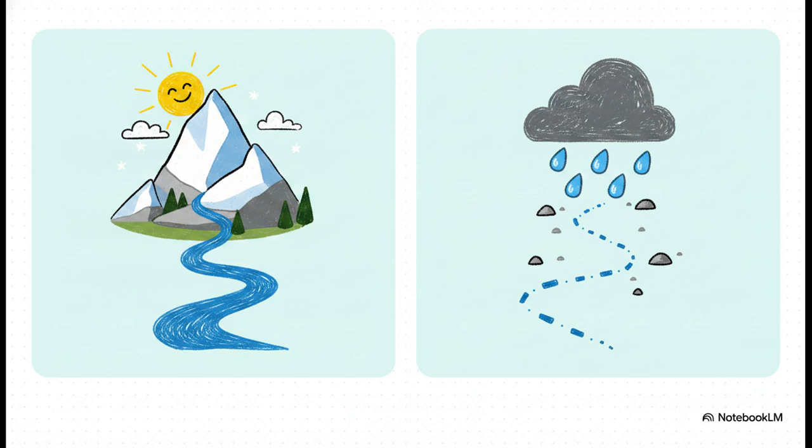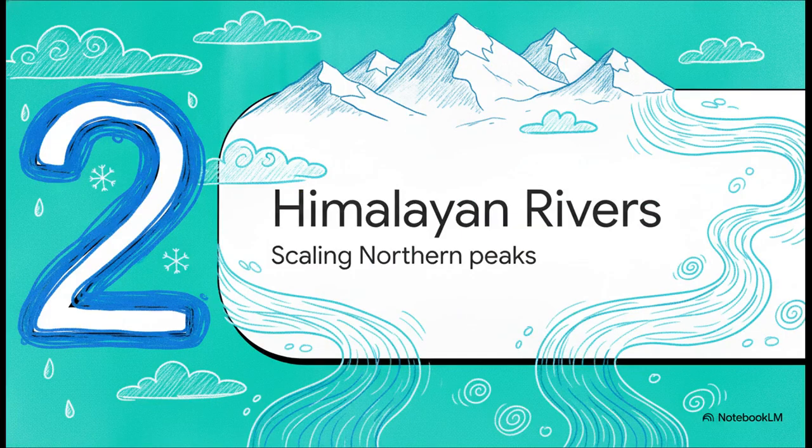On the flip side, we have the older peninsular rivers down south. These are largely non-perennial. They rely heavily on seasonal monsoon rainfall, which means their water levels can drop significantly or even dry up during the dry seasons. Moving right along to Section 2, the mighty Himalayan rivers, scaling the peaks of the north.